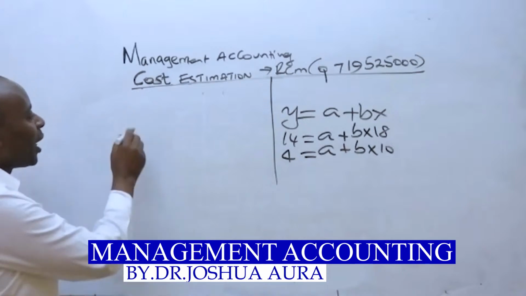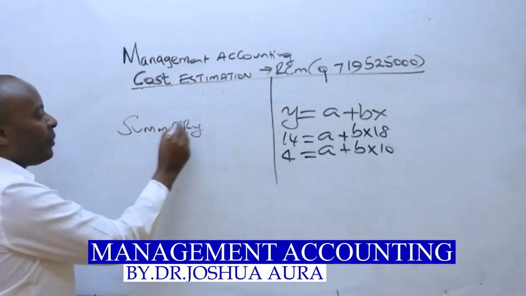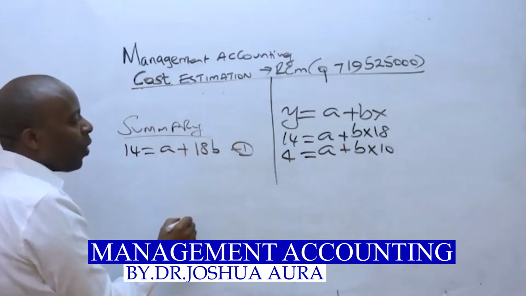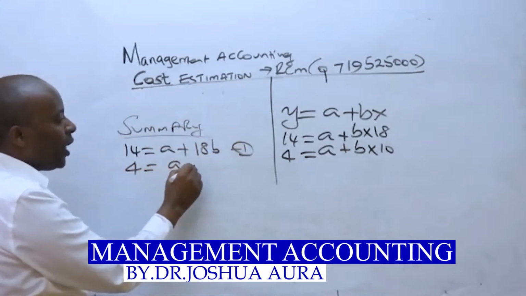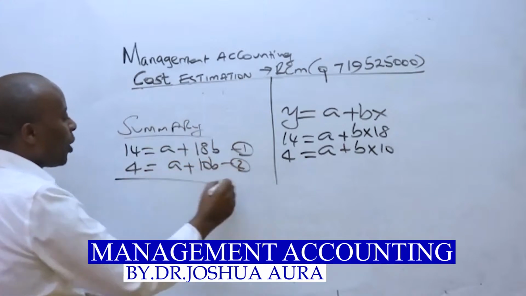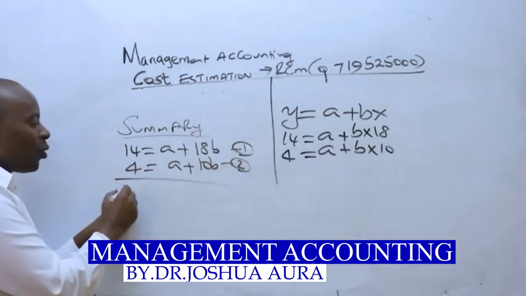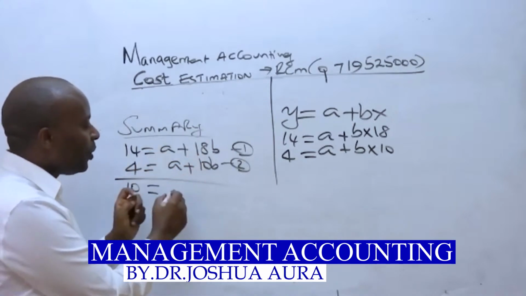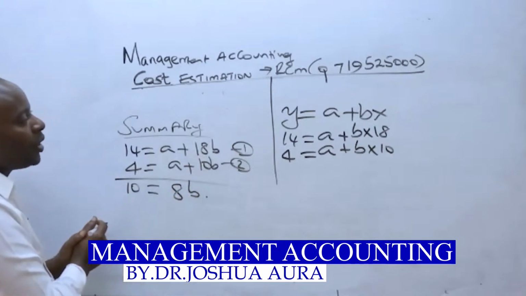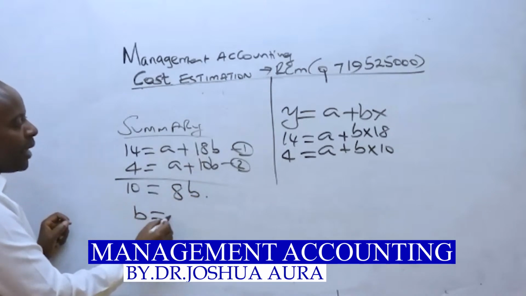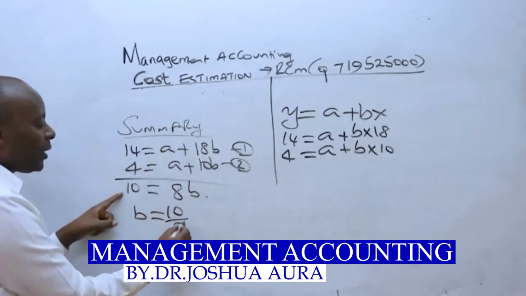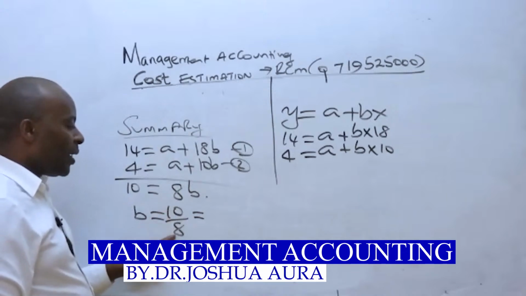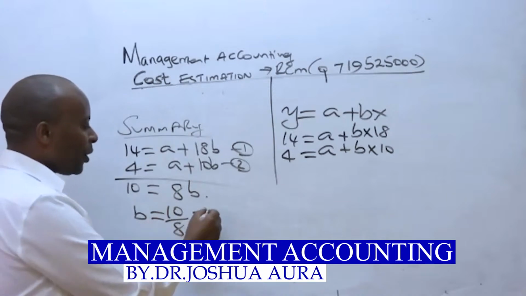Because what I'll do, I'll come and do my summary as usual. So we have 14 equals A plus 18B. That's equation number 1. And then equation number 2, we have 4 equals A plus 10B. So please go ahead and subtract. So 14 minus 4 gives me 10. A disappears. 18 minus 10 gives me what here? 8B. Implying, ladies and gentlemen, that my B here will be 10 divided by 8, which gives me 1.25.